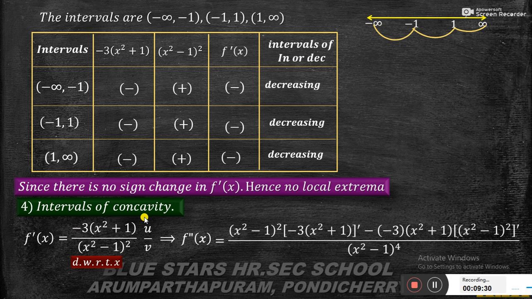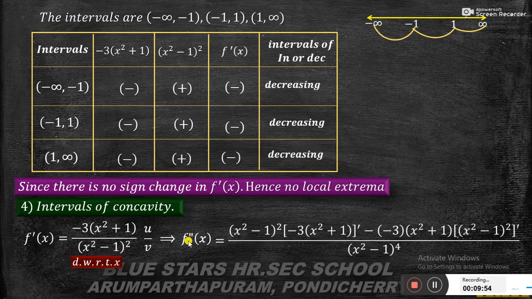Next, intervals of concavity. We need the intervals of concavity. We take the f double dash of x, so we find out the f double dash of x, and from this we find the intervals of concavity. First, we already know f dash of x, and we differentiate it. So in this step I consider f dash of x equal to minus 3 into x square plus 1 by x square minus 1.